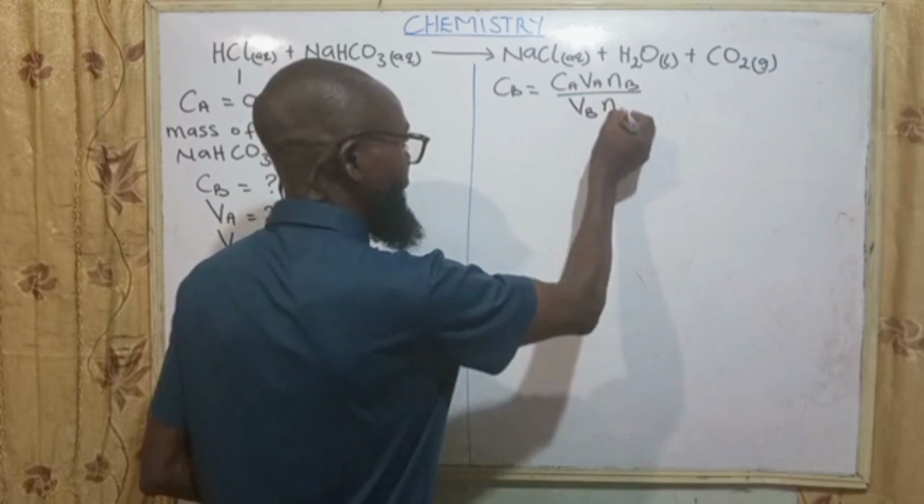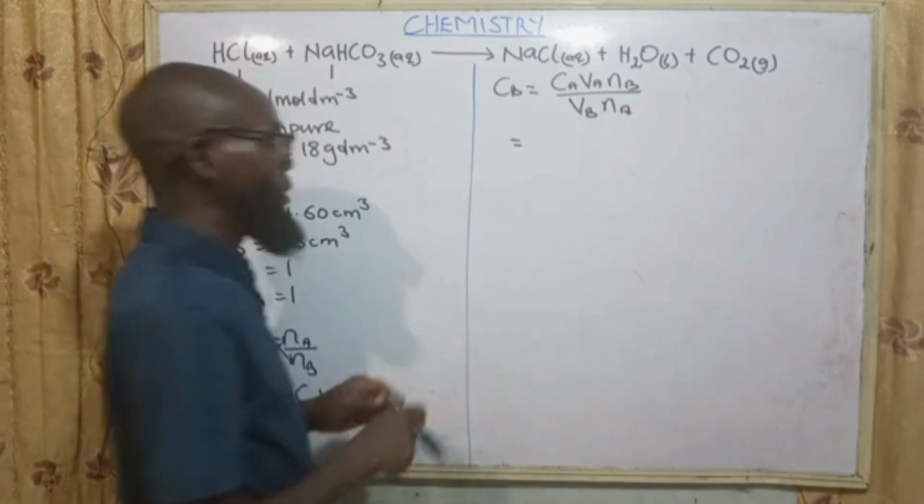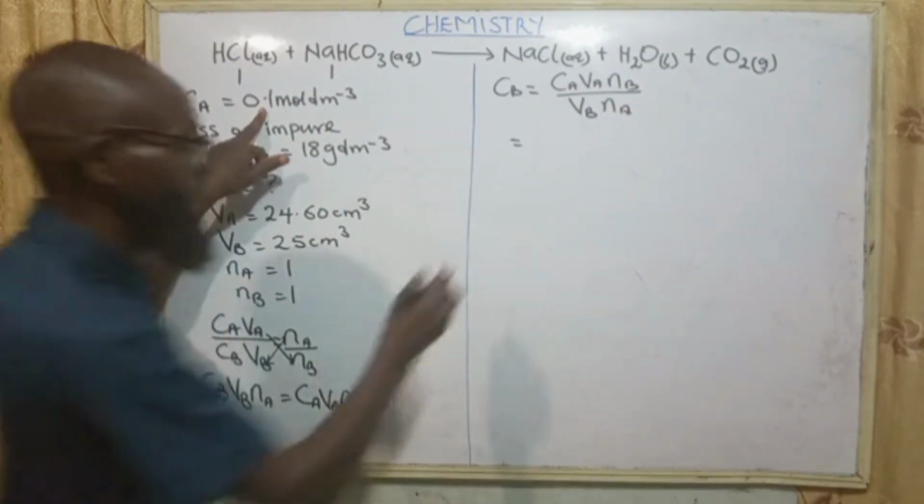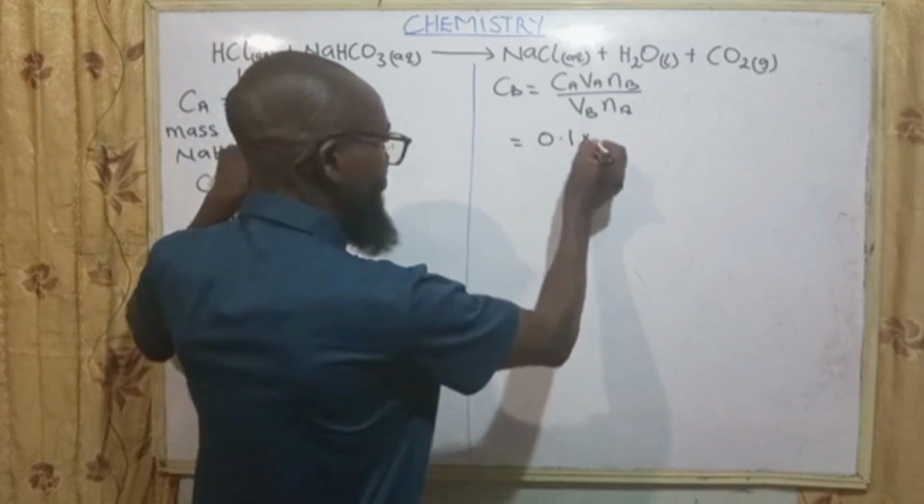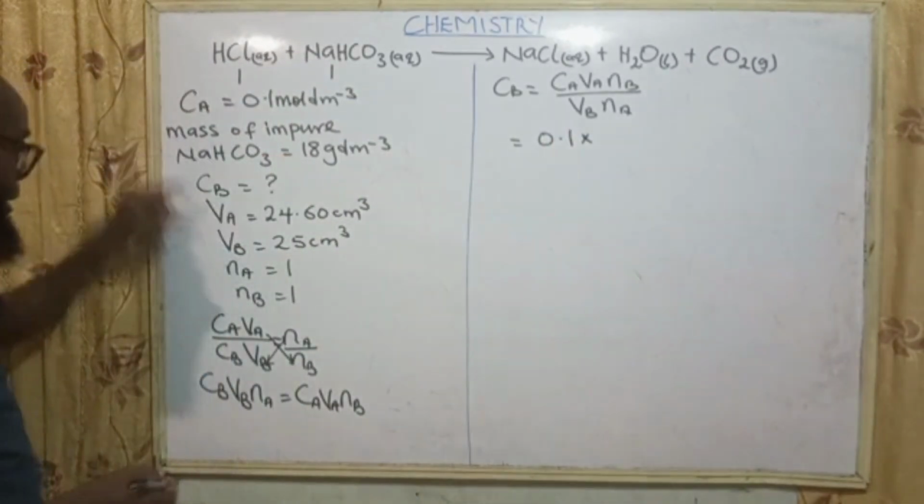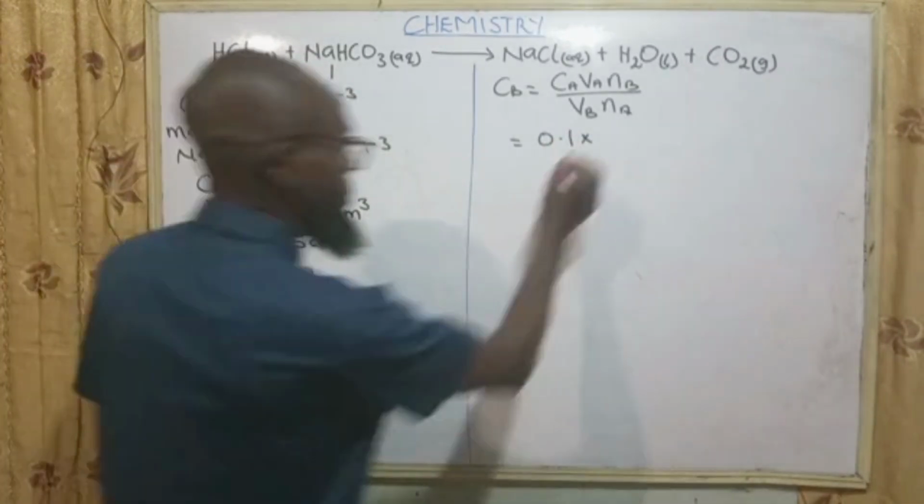So what is the concentration of the acid? We have 0.1 multiplied by the volume of acid, we have 24.60.